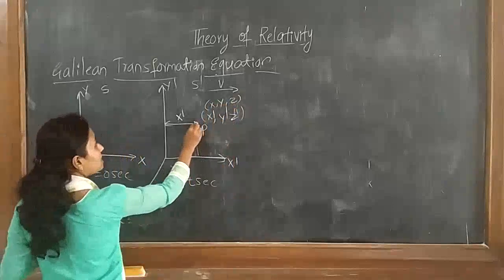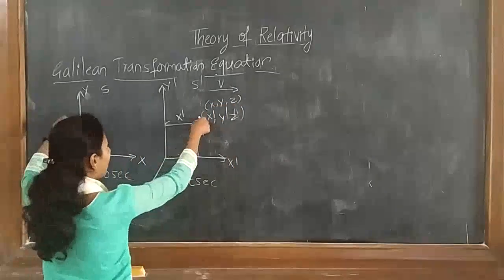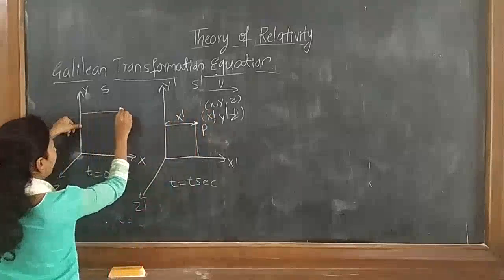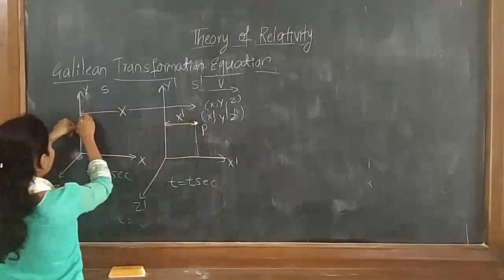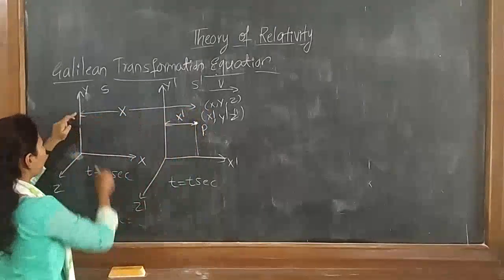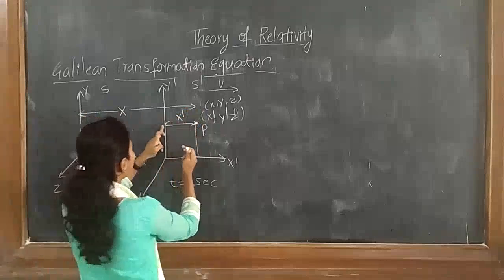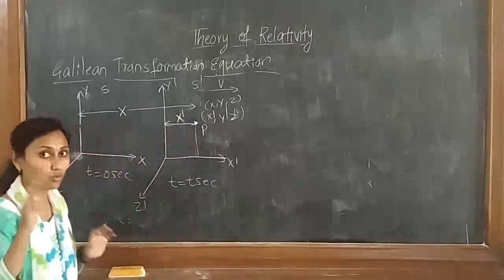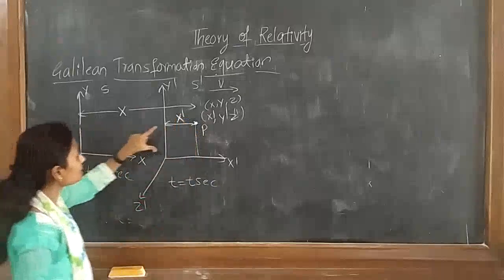Now, this point is at a certain distance from the S frame also, okay? And that distance is nothing but equal to X. So that is the X distance, from here to here. The distance becomes X. And from this frame to this one, the distance becomes X dash. That is the thing. Now, according to this, how much distance is covered?